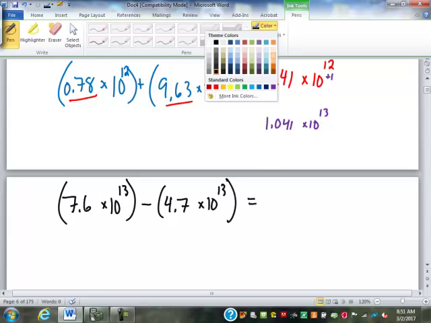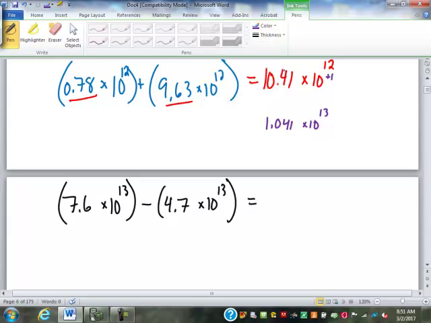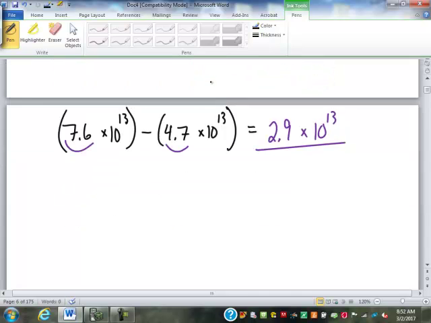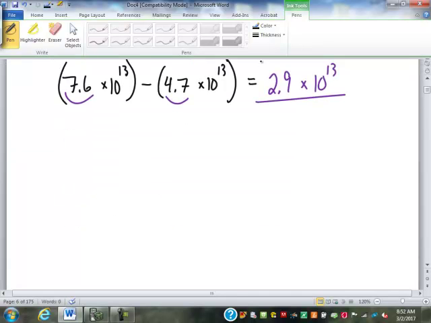When we subtract, same type of rules apply. Must have the same name. Do these have the same name? Say yes. Yes, they're both 10 to the 13th. So we're going to subtract the counts. 7.6 minus 4.7 is 2.9 times 10 to the 13th. That wasn't so bad. Of course, you know me by now. It doesn't stay so easy.